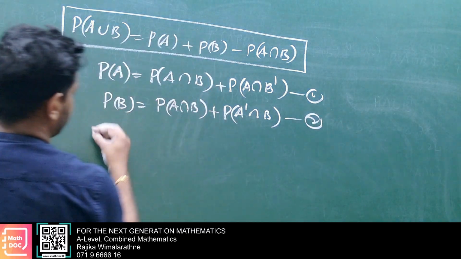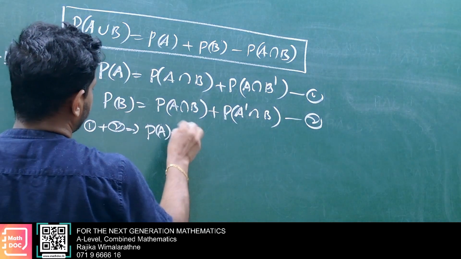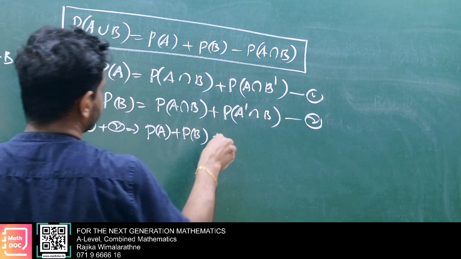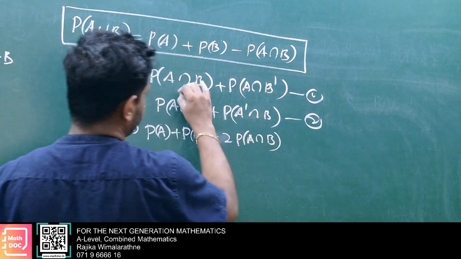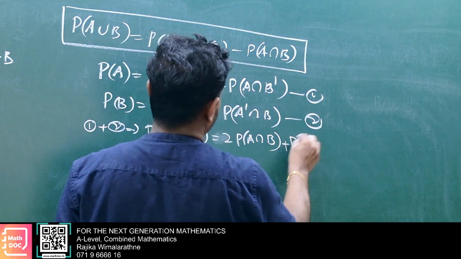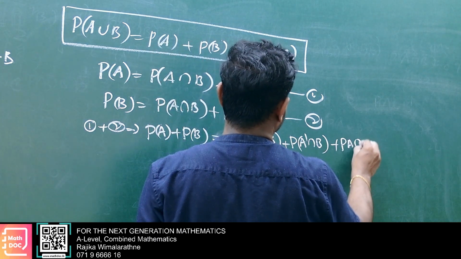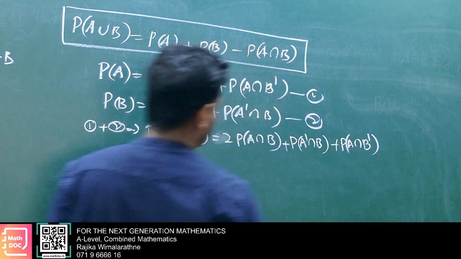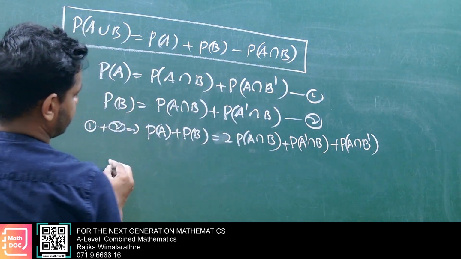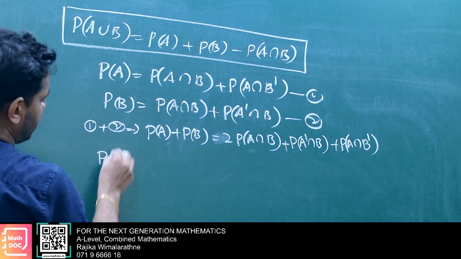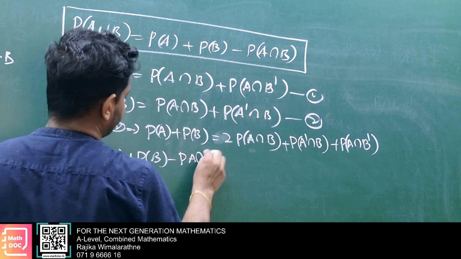Second, add them. P(A) + P(B) equals P(A intersection B) plus, here these two are the same, P(A dash intersection B), P(A intersection B dash). Now take one intersection to the other side, because then we can create the right side. Then P(A) + P(B) minus P(A intersection B).